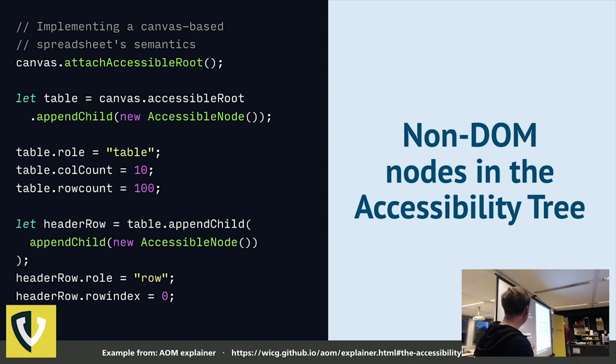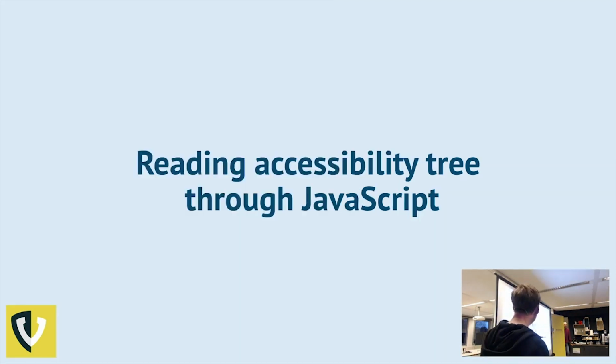This is probably quite an advanced use and something you would only do if you really want to have your component exactly the way you want. But this is an example that they give in the specification. So they have a spreadsheet and they set a lot of different roles on things that aren't actual elements in the DOM. And then the last thing that they work on is reading accessibility information from JavaScript.